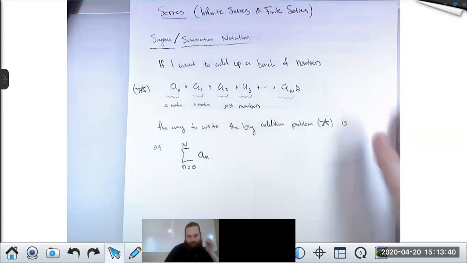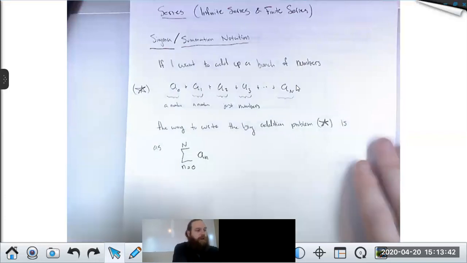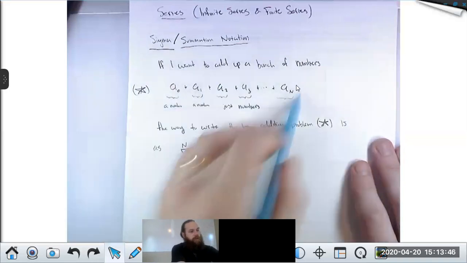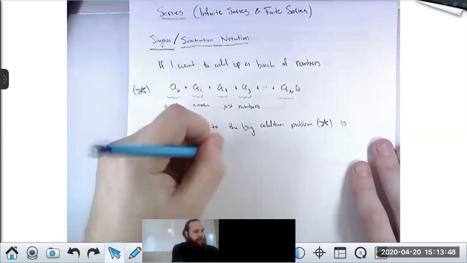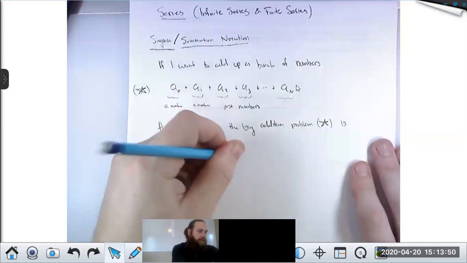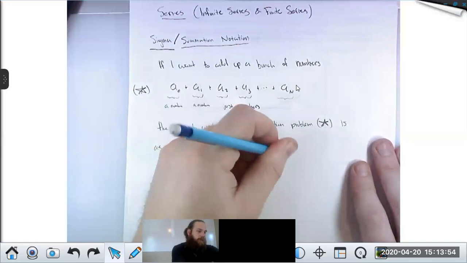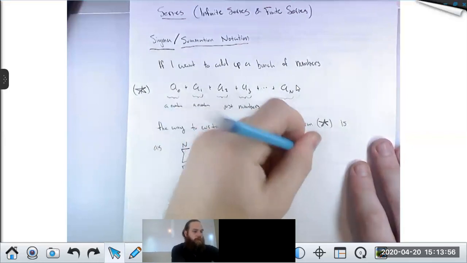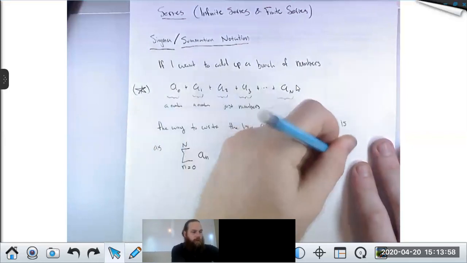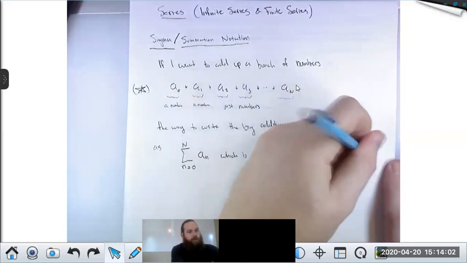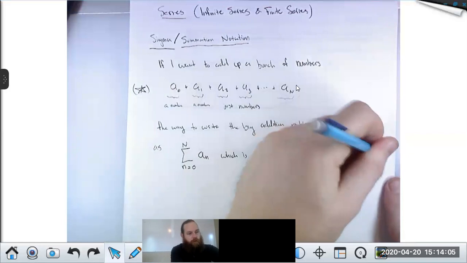In other words, this is defined to be this. This is just a shorthand for a0 plus a1 plus a2 plus a3 plus a4 plus a5, and so on, all the way out to aN.